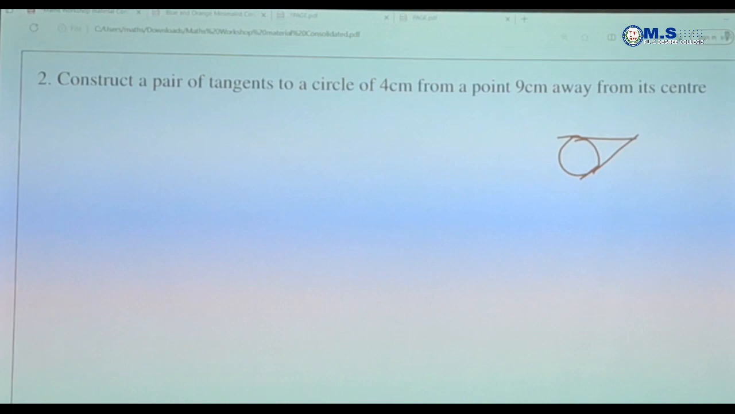Read it correctly. You take a circle and the center of the circle. Just imagine a circle around me. You have to draw tangents to the circle. To my circle you have to draw tangents. So you have to start from somewhere, and where is that point? It is 9 cm away from the center. From here go 9 cm away, and from there tangents must come to the circle. Understood? This is the question.